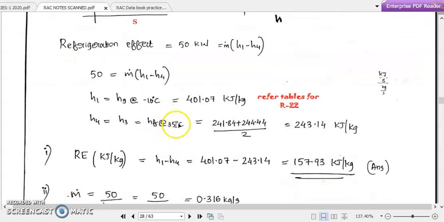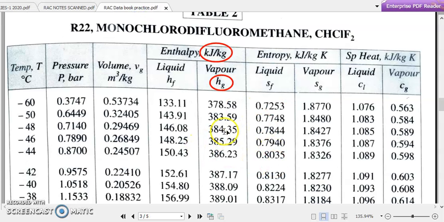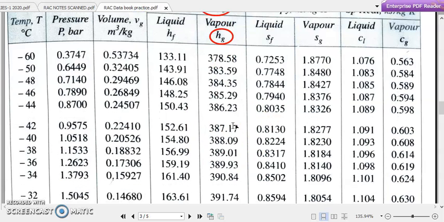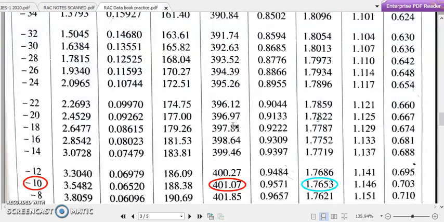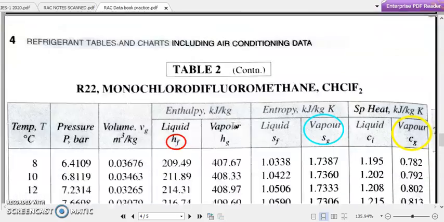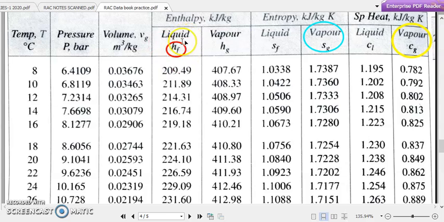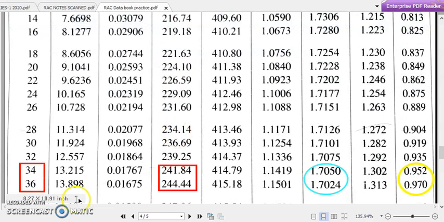So we can easily find the Hf value at 35 degrees Celsius. We need to move on to 35 degrees Celsius and find the Hf value corresponding to it. It is not given exactly, so we can interpolate. We can continue later.